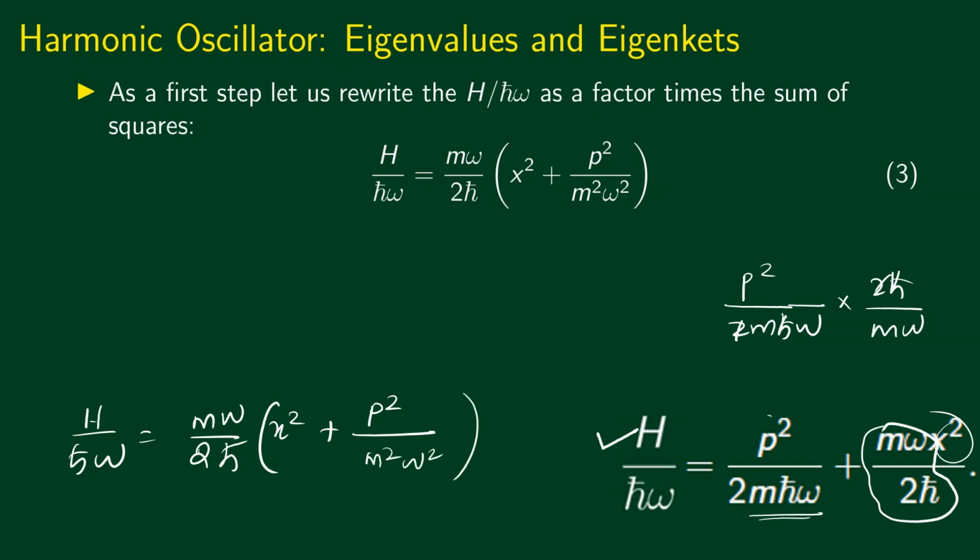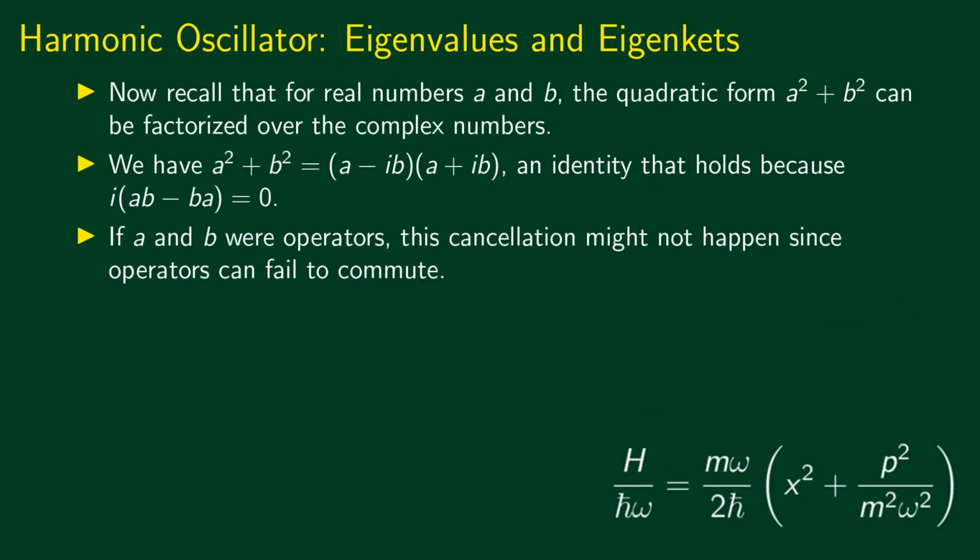Now we have succeeded in writing h divided by h bar omega as a factor times a sum of squares. Each term in this bracket is a square. All right, so we have written it as a factor times the sum of squares. So we are now trying to factorize this expression, which is a factor times a sum of squares.